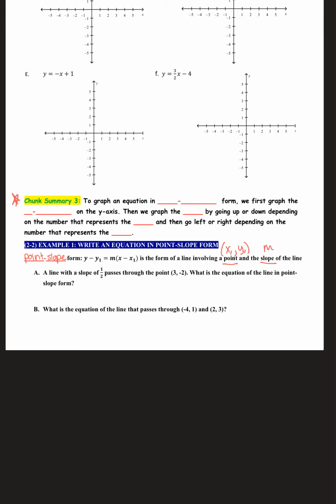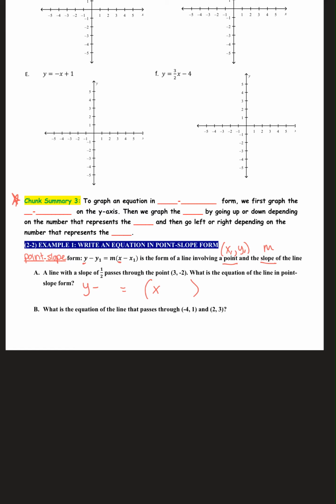So this y and this x, they always stay y and x. They never change. Okay, so if I'm looking at A, I'm going to have y minus something equals m times x minus something. Okay, that's the skeleton that just goes around with it every single time.